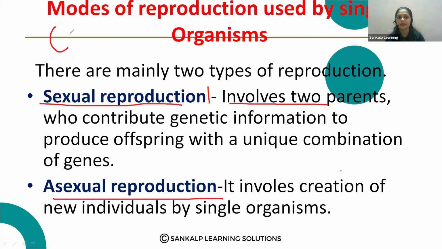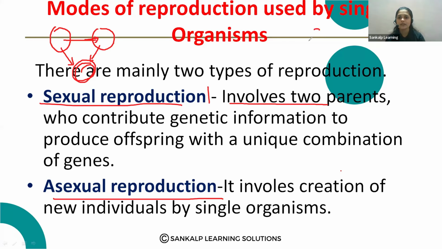Here in sexual reproduction, parent organisms will be there. They produce the gametes. What are gametes? That I will explain. So by using the two parental organisms, a new organism will be formed. That is called sexual reproduction.